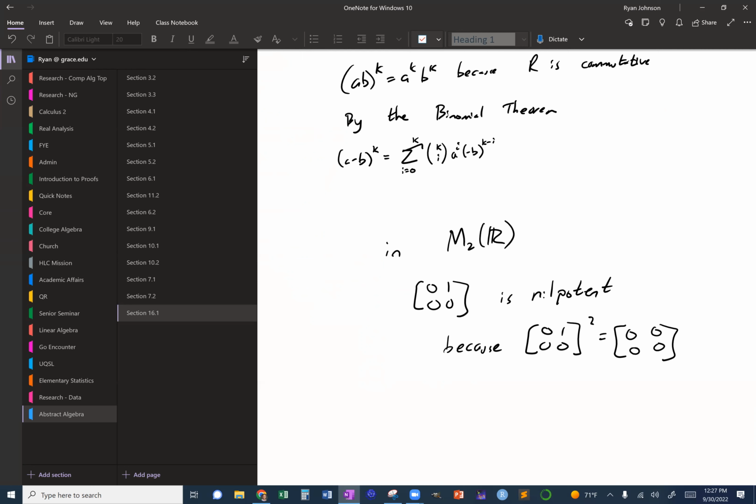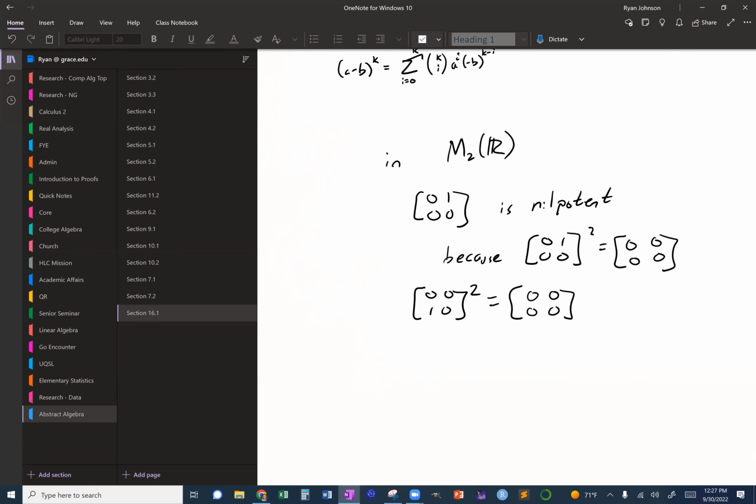For instance, in the real numbers or any number system, nothing's nilpotent except 0. So the number systems are not a good example, but the 2x2 matrices are a great example because they have other nilpotent elements. And [[0,0],[1,0]] is also nilpotent. When you square it, you get [[0,0],[0,0]].